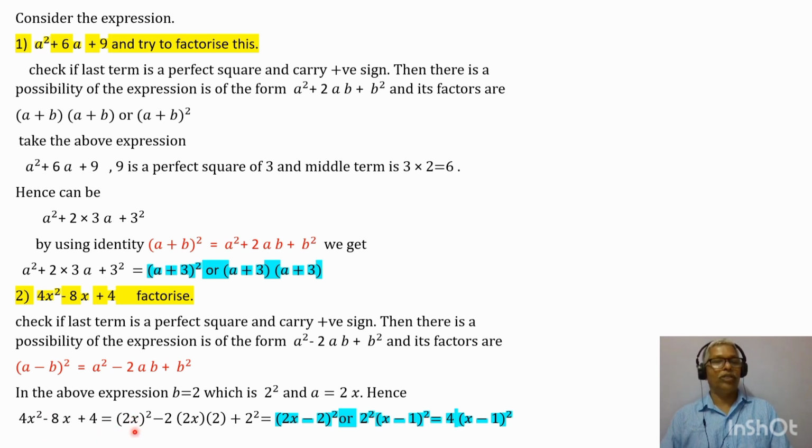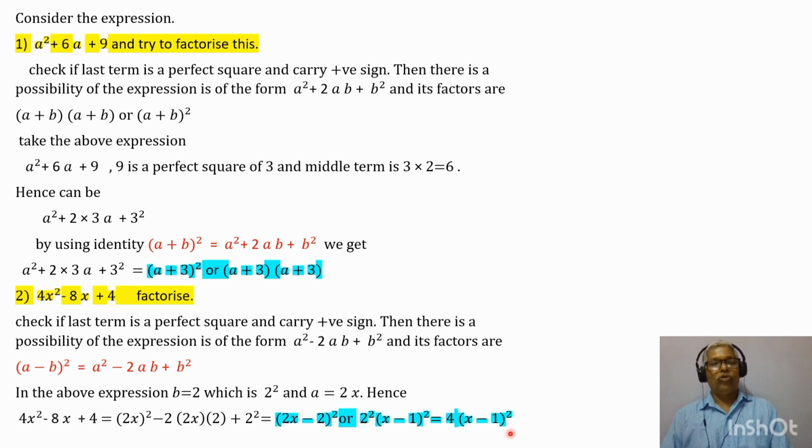The first term will be (2x) square minus 2 into, just take the similarity of this. A is 2x, now this is again 2x, and b is 2, and this is 2 square, and this is bound to be the same as this. Check it. That means it is (a minus b) the whole square, that is (2x minus 2) the whole square, or let us take 2 square common, that is 4 into (x minus 1) the whole square.